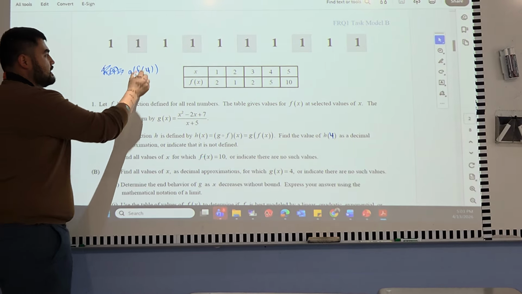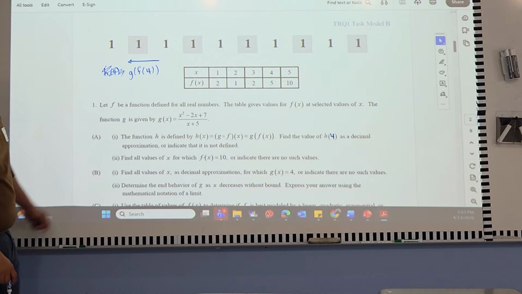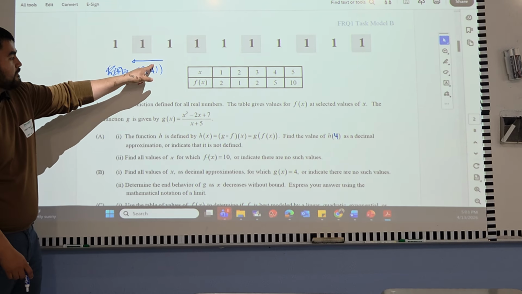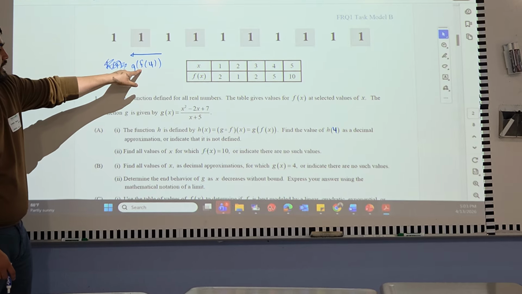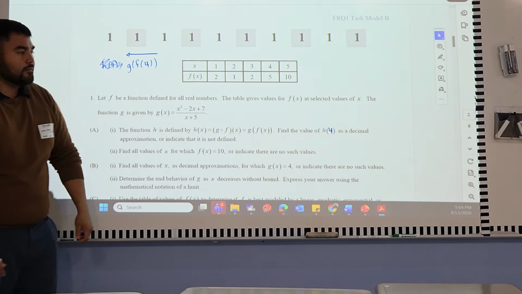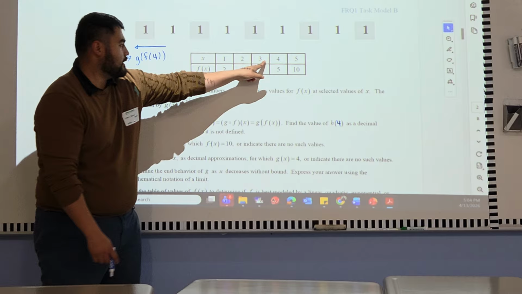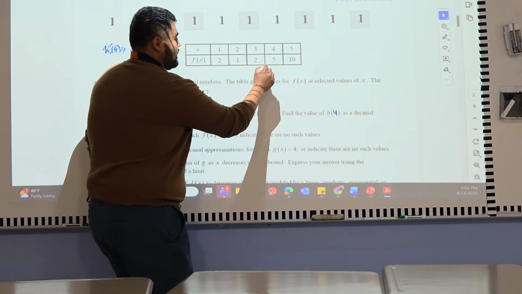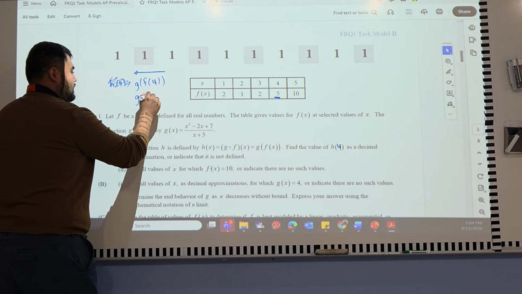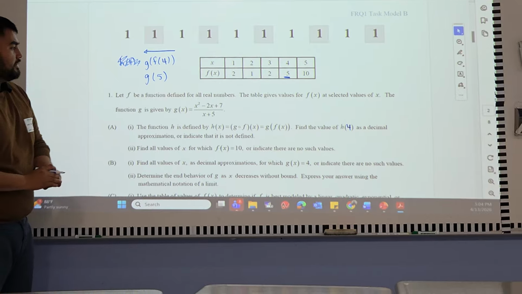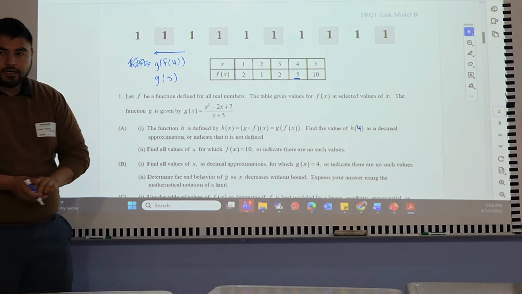So you're going to go from right to left. According to this, I need to focus on function F first. I cannot jump from 4 to G. I have to go straight through. So 4, F. F is the table, right? So F with an input of 4, you get a 5. So then now you have G of 5. For G of 5, you have to input this 5 into this equation, right?